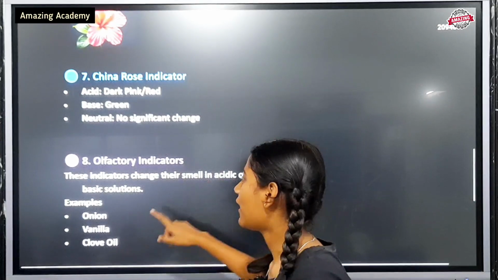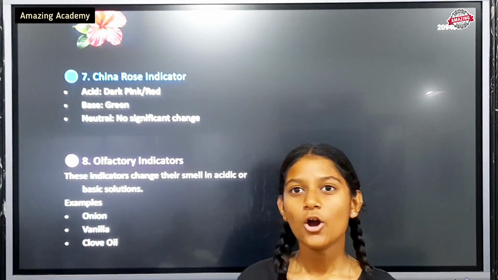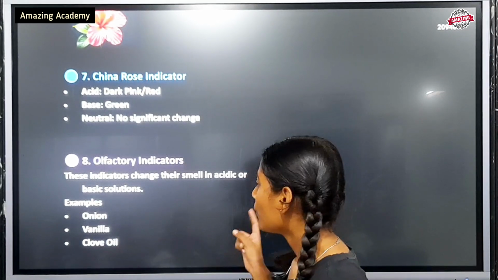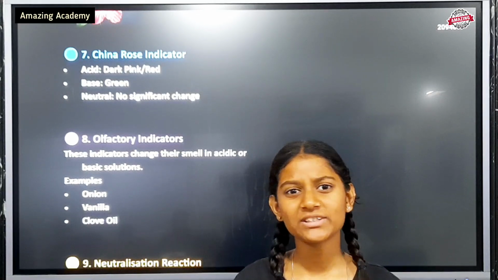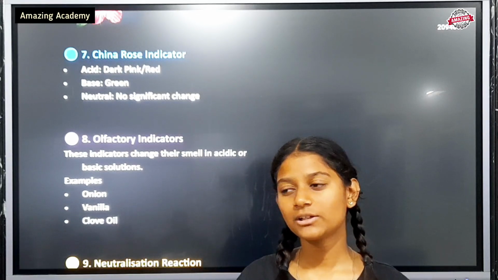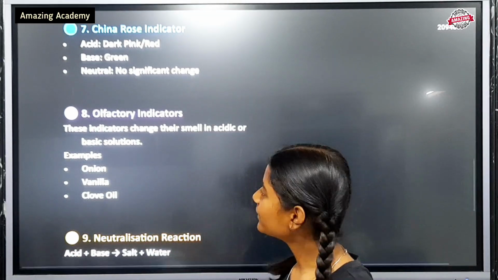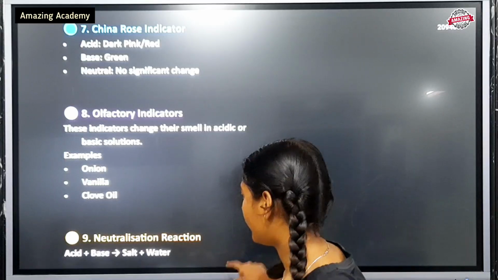Next we come to olfactory indicators. Olfactory indicators are indicators which change their odor or smell when they come in contact with an acid or a base. With an acid, the smell doesn't change. With a base, the smell changes. Examples of olfactory indicators are onion, vanilla essence and clove oil.